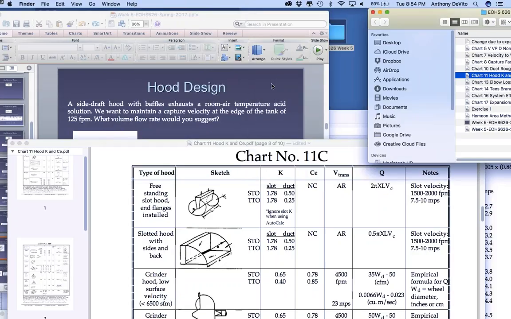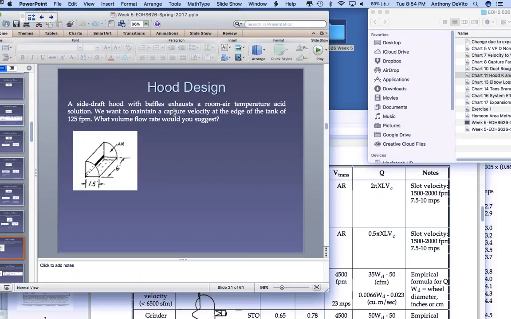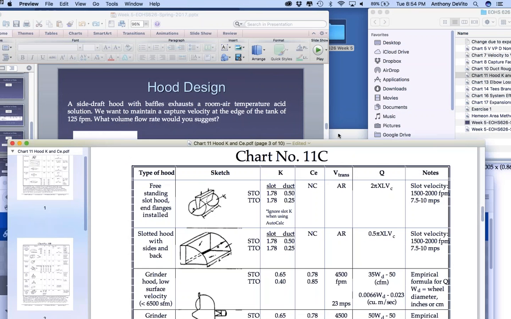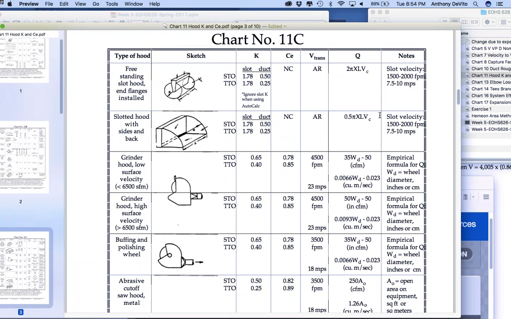Because we have to figure out what velocity of air, how much air do we need to pull in order to have 125 feet per minute at the edge of this thing? Well, let's go back and look at this chart. The quantity of air that you need to move is equal to the capture velocity times the length times the width times pi times 0.05.